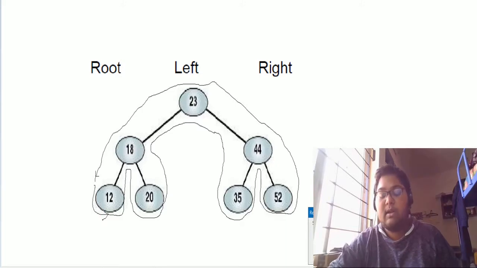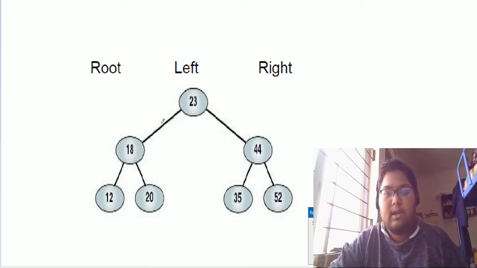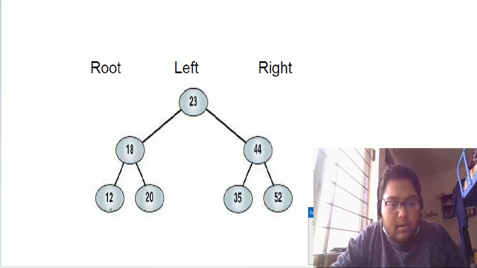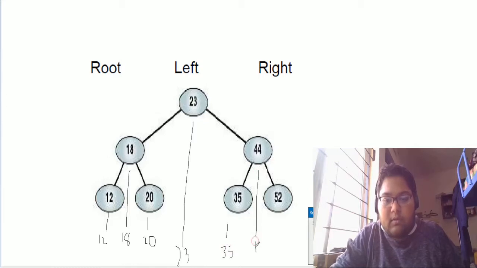So the trick I think will help you out is, let's just wait. This was the original. Put all the values down, like 12, 18, 20, 23, 35, 44, and last 52.